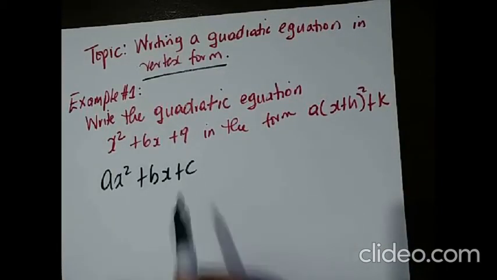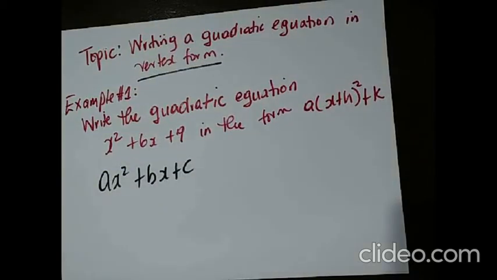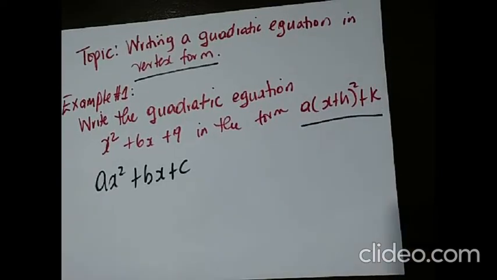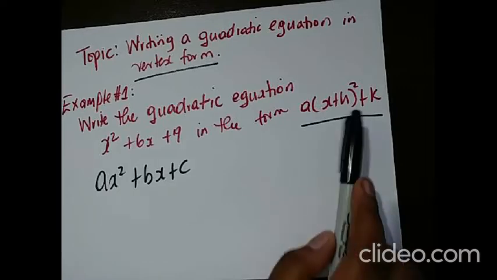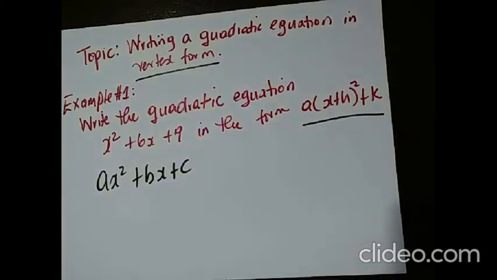Now the question is asking us to write this quadratic equation, which is in the form of ax squared plus bx plus c, in the vertex form, which is a open bracket x plus h close bracket squared plus k. Now the vertex form formula here varies. Some persons use x minus h and some persons use x plus h. In another video, we're going to explain why there's a deviation with the minus versus the plus.